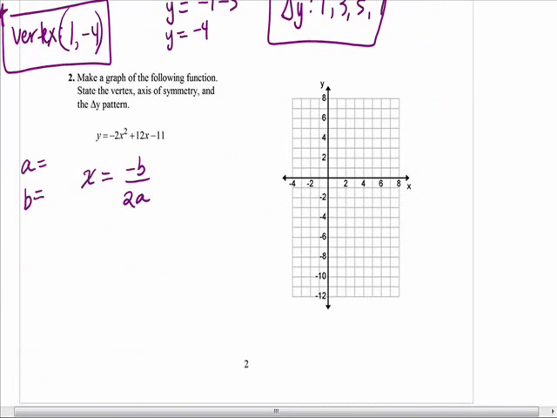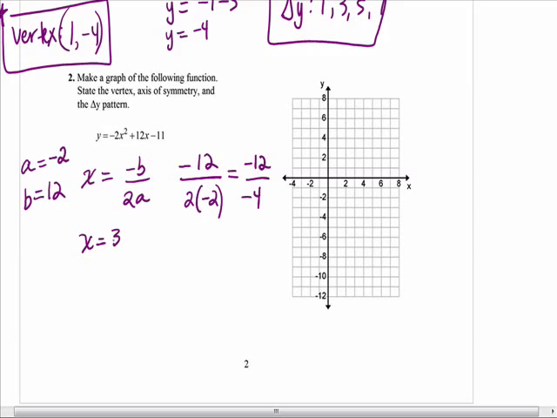All right, so who has calculated, or who can tell me what A and B are? Michaela? A is negative 2 and B is 12. Good. So now let's plug that into our vertex formula. We're going to have negative 12 over 2 times negative 2. Now I have negative 12 over negative 4. And the x-coordinate of the vertex is?